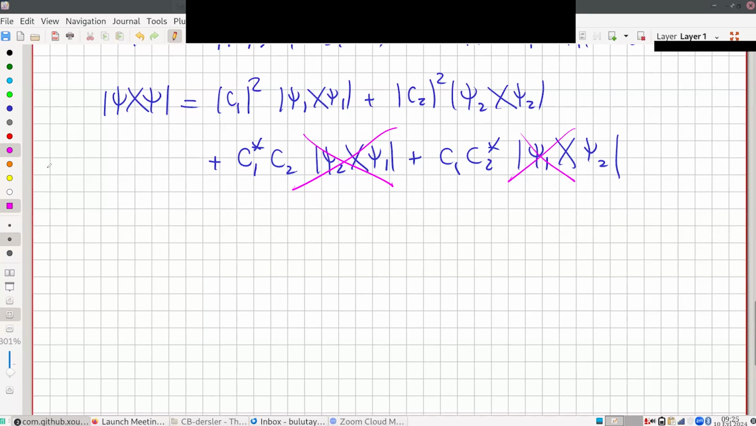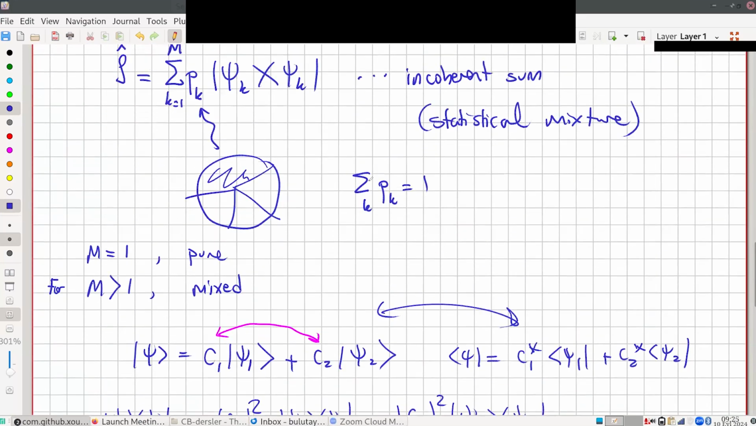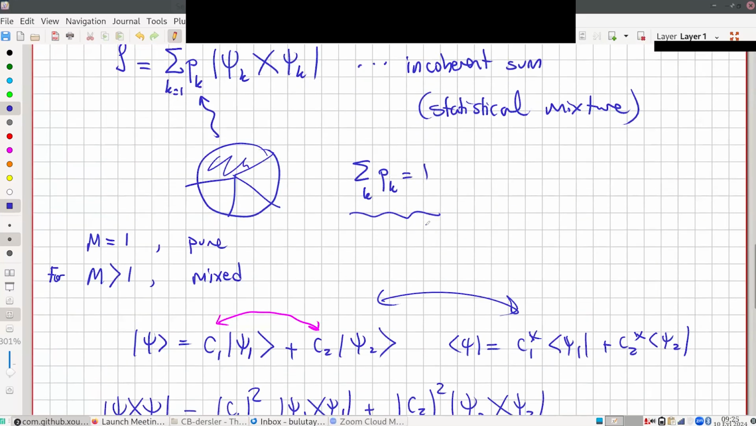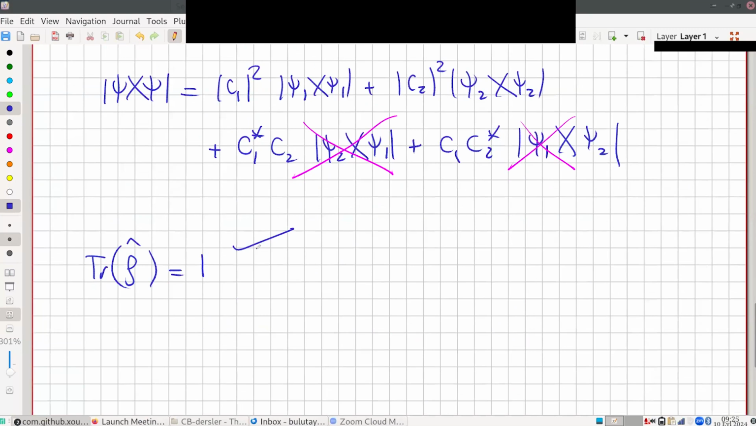Also, another important thing is, if you give somebody a density operator or density matrix, how would you know if it is a mixed state or a pure state? It is very easy to test. By the way, the trace of this must be 1. It's a normalization. It's a probability. So this must be 1. For both pure and mixed states it is always 1, thanks to these statistical weights adding up to 1.